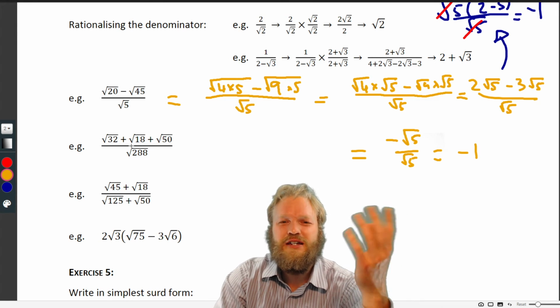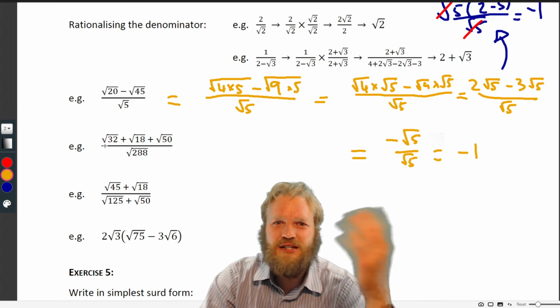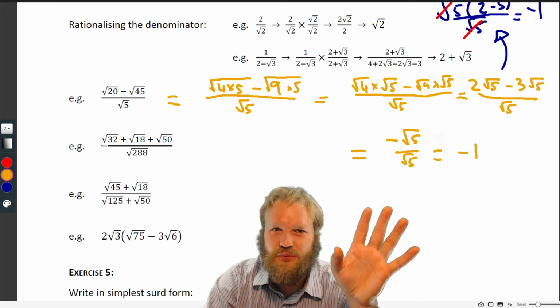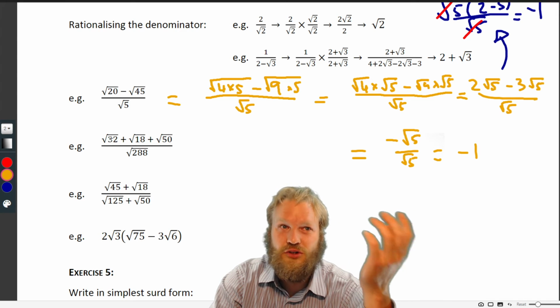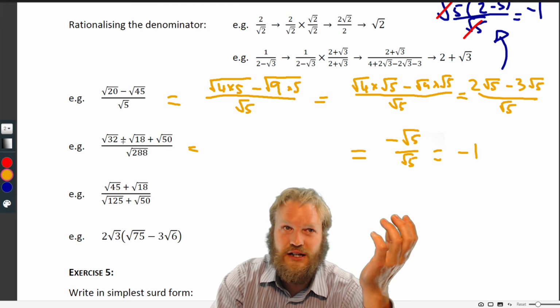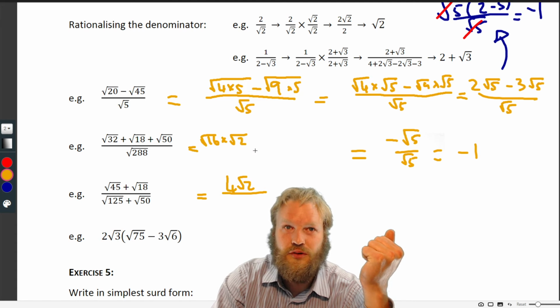Okay, so again, the idea is let's look for perfect squares that go in here. 32, what's the highest perfect square that goes into 32? Well, 16. 16 goes in there twice. So this is clearly going to be the same as the square root of 16 times the square root of 2, which we're going to simplify to 4 square root 2. Okay, and then we can go along.